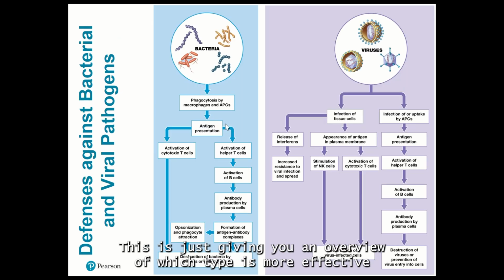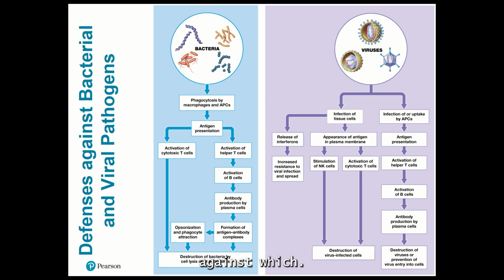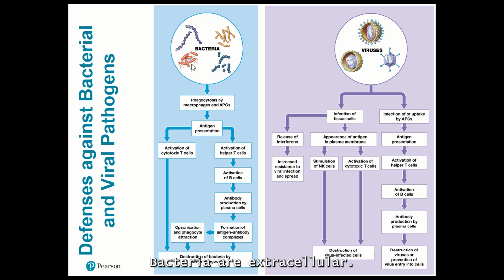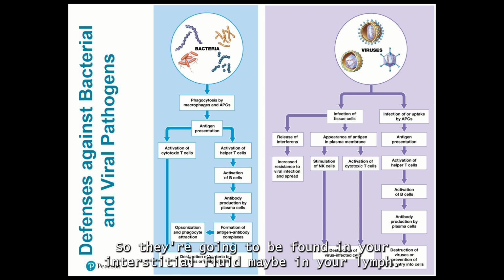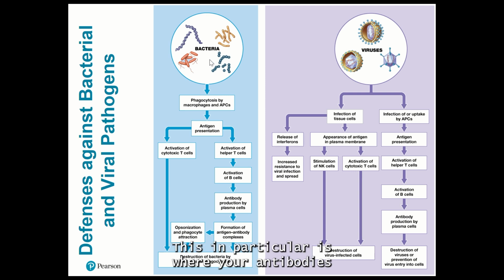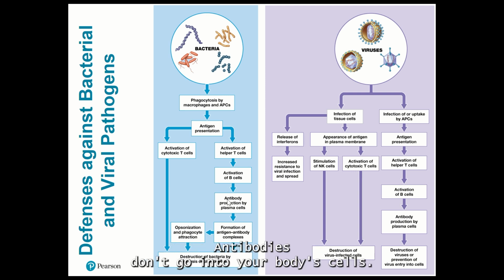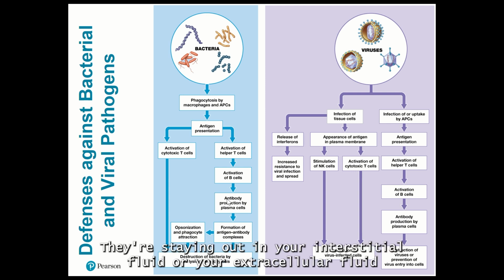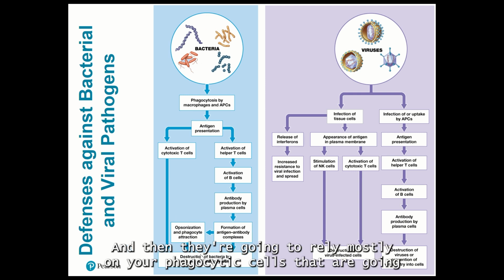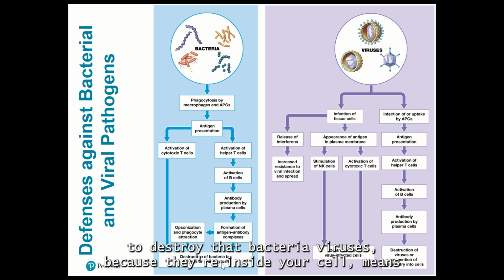This is just giving you an overview of which type is more effective against which. So when we talk about bacteria and viruses, they inherently work differently. Bacteria are extracellular. They don't go into your body cells, they're big. Bacteria eat your body cells. So they're going to be found in your interstitial fluid, maybe in your lymph. Now, because the bacteria are going to be extracellular, this in particular is where your antibodies are going to come into play. Antibodies don't go into your body cells. They're staying out in your interstitial fluid or your extracellular fluid or in your plasma. And so they're going to attach to the bacteria, and then they're going to rely mostly on your phagocytic cells that are going to destroy that bacteria.